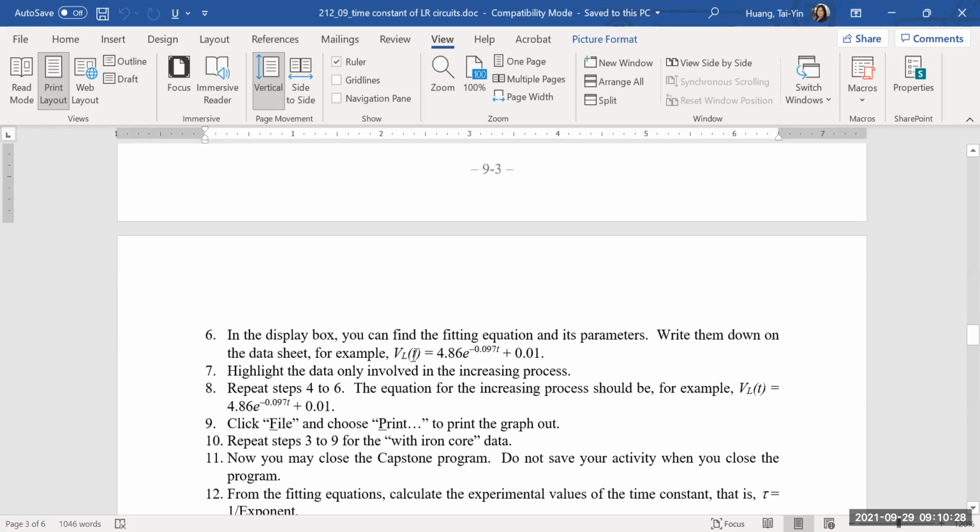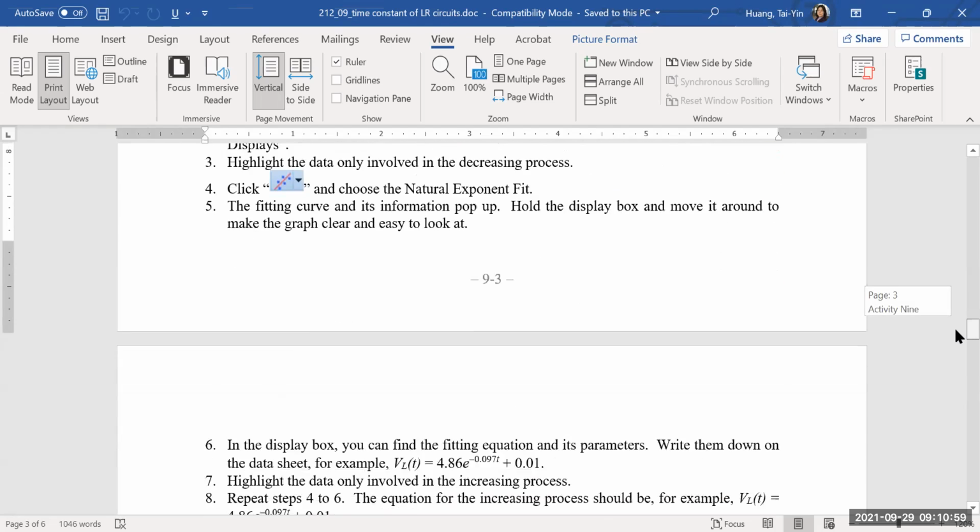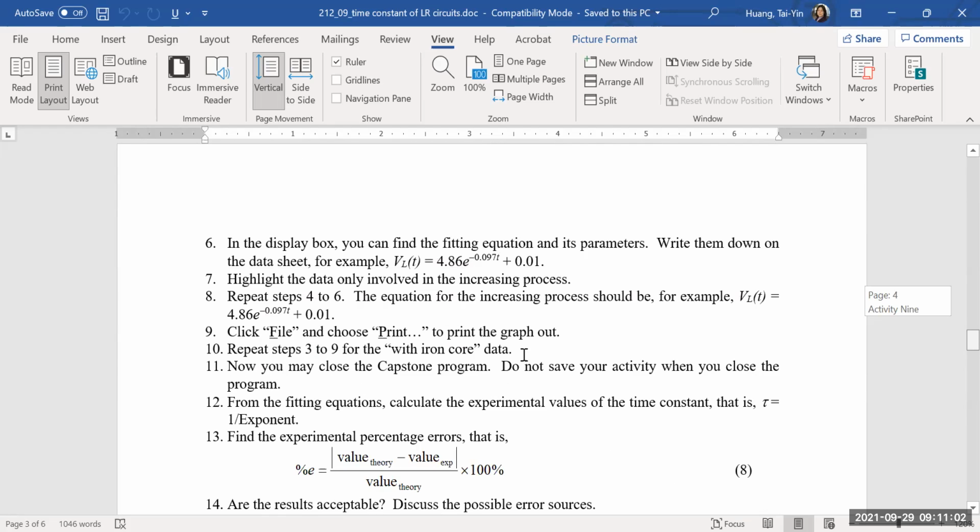So you have V_L of t that's equal to whatever you have in front, and then times e to the minus whatever you have in that, and then replace your x with t, and then plus whatever you have here. Okay, so this is the part for the decreasing. Once you jot down those, then you can highlight the data involved in the increasing process. So once you're done with the decreasing, then you highlight the increasing part, and then you will follow the same process. Choose a natural exponent fit.